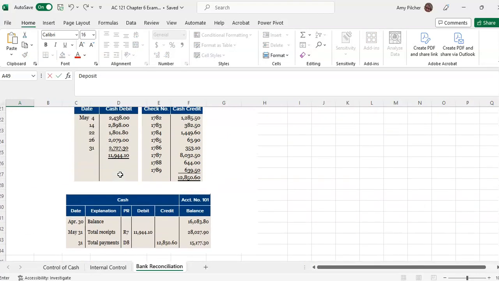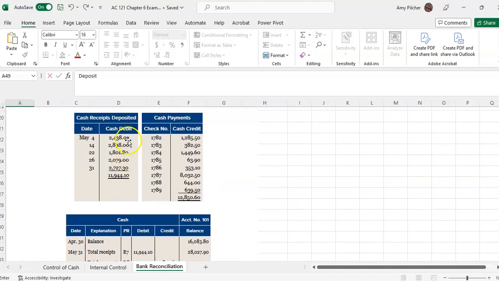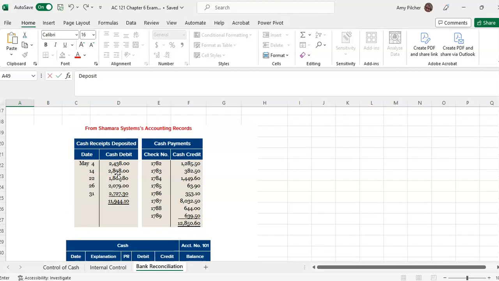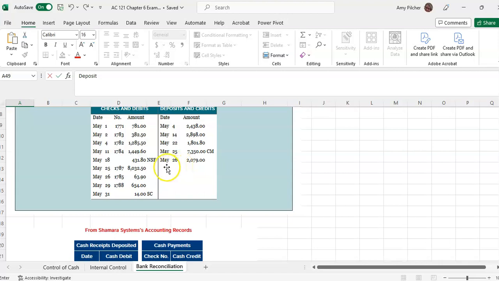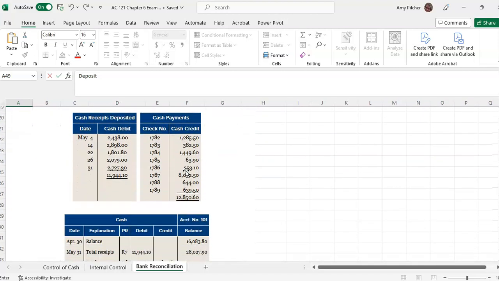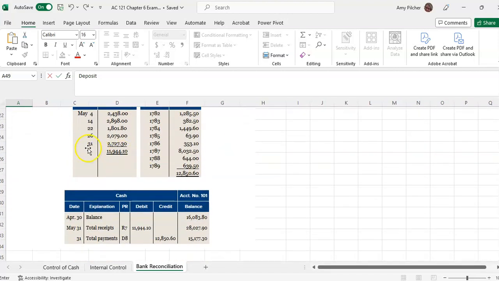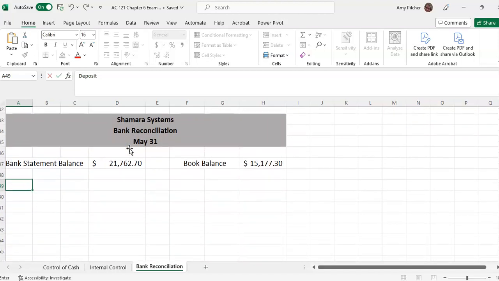So we have these 5 cash deposits that we recorded in May, so in our accounting records. And what we want to do is look at the bank statement and see if all 5 of those deposits are recorded. And we see that that May 31st deposit has not been recorded by the bank yet. So that is an adjustment to the bank side. We have this May 31st for $2,727.30.